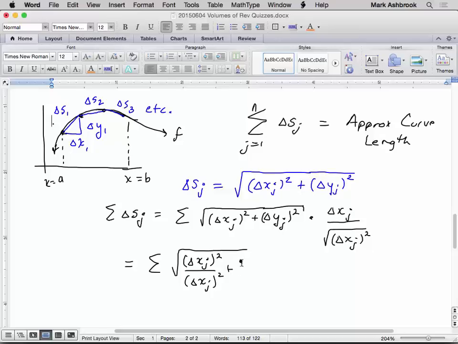Plus, and then we're going to have delta yj squared over delta xj squared. And so can I do two steps at once here? Can I make that all one thing squared? And then times delta xj. Just delta xj, which is staying here from the numerator of this.